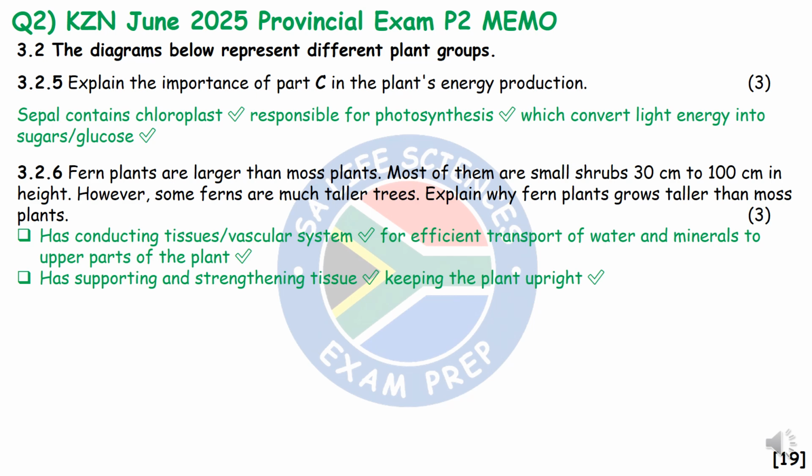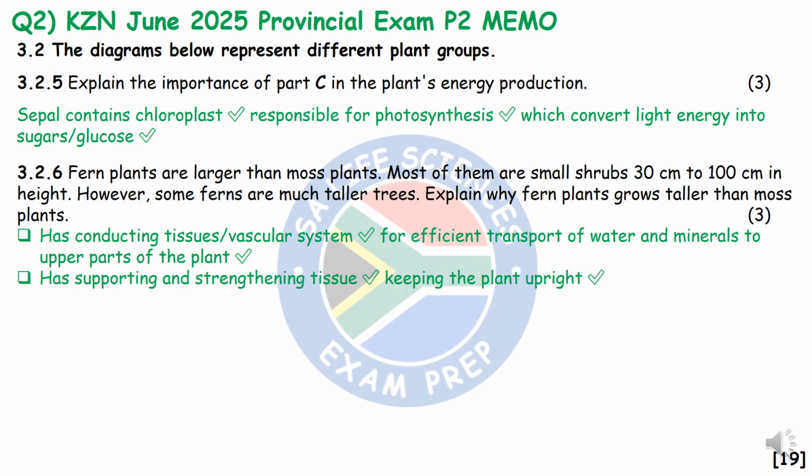Question 3.2.6 says, fern plants are larger than moss plants. So, Pteridophytes are bigger than Bryophytes. Most of them are small shrubs, 30 centimeters to 100 centimeters in height. However, some ferns are much taller trees. Explain why fern plants grow taller than moss plants.